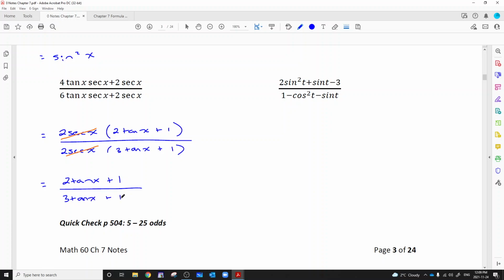Now, even though there's some commonalities there, because this one has a 2 and this one has a 3, the binomials are not the same. You can't take any parts of them, so that is fully simplified.